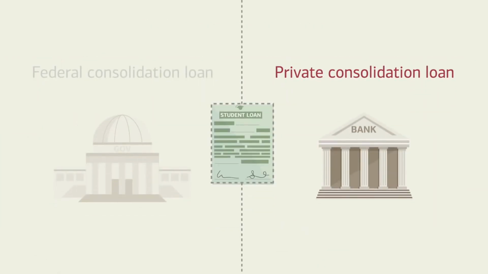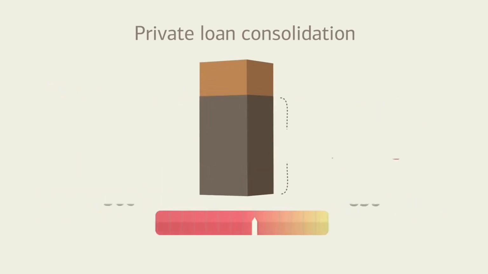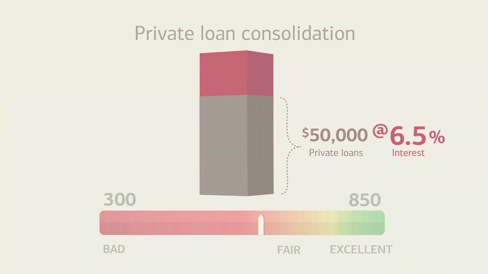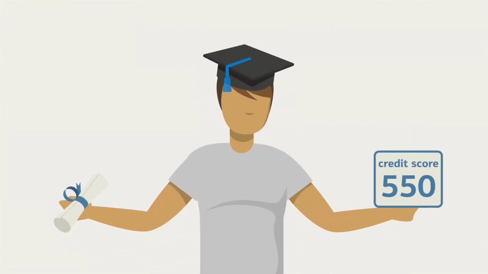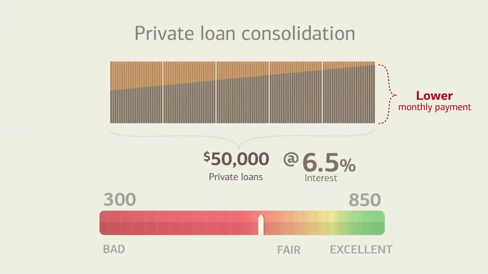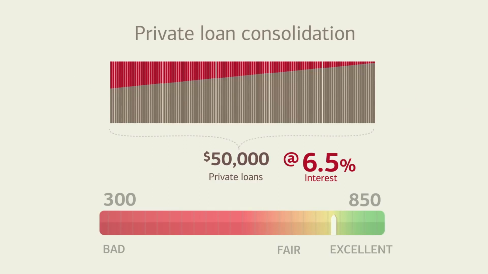Now, if you have private student loans, you also have private loan consolidation options. They work much like a federal consolidation loan, except they also take into account your credit score when determining your interest rate. So if you have a lower credit score, you might be looking at a higher interest rate. If you've just left school, you probably haven't had a chance to build up a good credit history yet. So with private consolidation, you might get a simpler, lower monthly payment, but you could end up paying more in combined interest. But if you happen to have a steady job and have built up a good credit score, you might be able to get a lower interest rate from another lender than your current private loans. So it might be worth looking into.